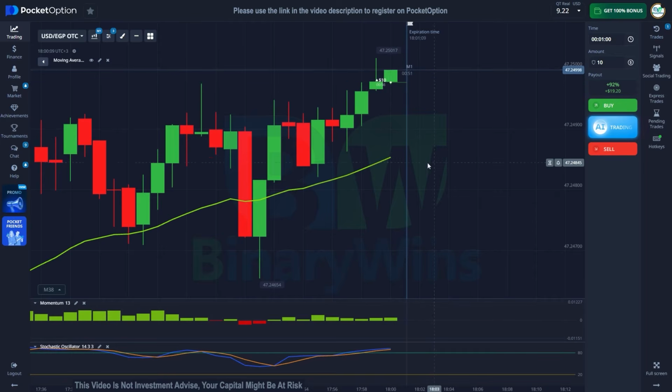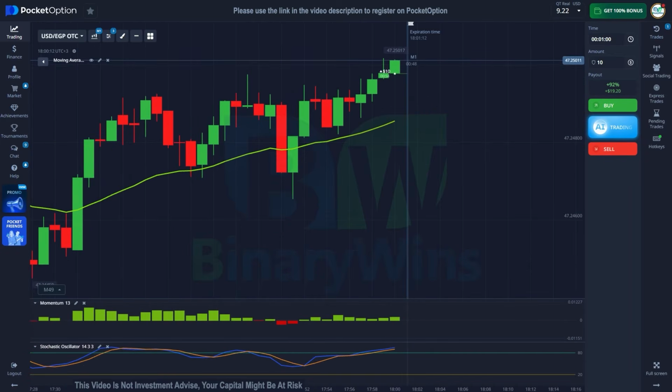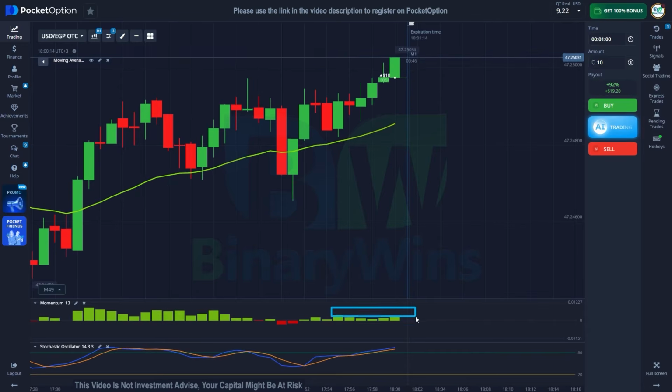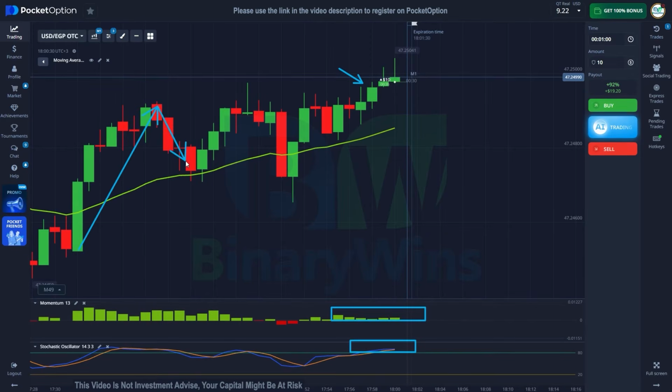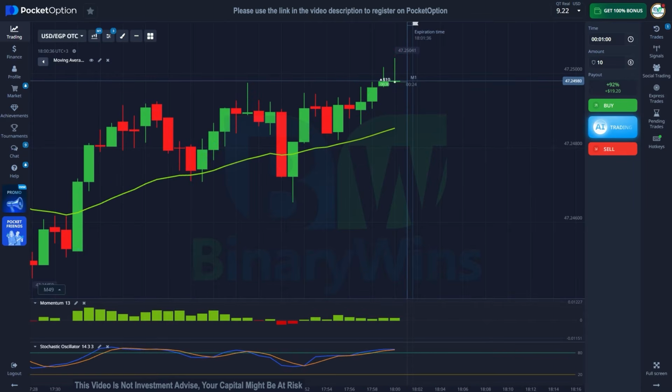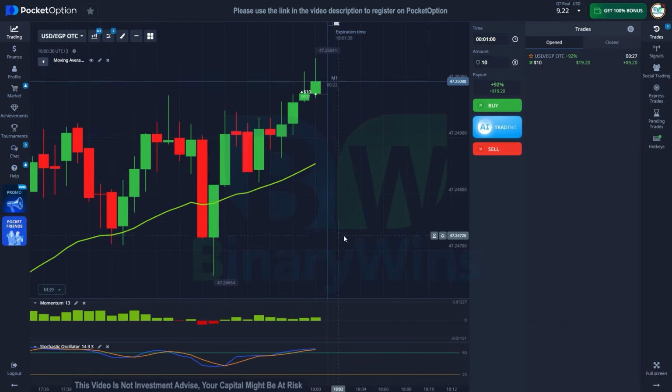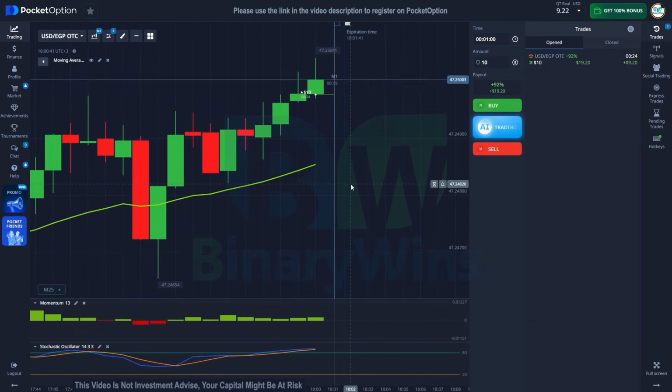So I entered the higher trade. Look, the green histograms, the cross oscillator, and the candles are also above the moving average. Our trend is also an uptrend. That is why I entered the higher trade. We are waiting for the position to be closed.